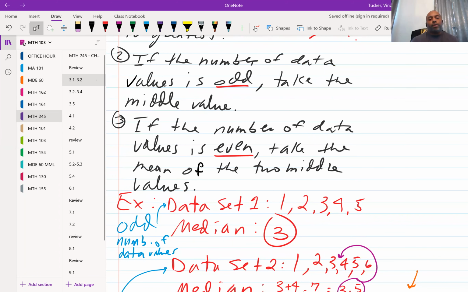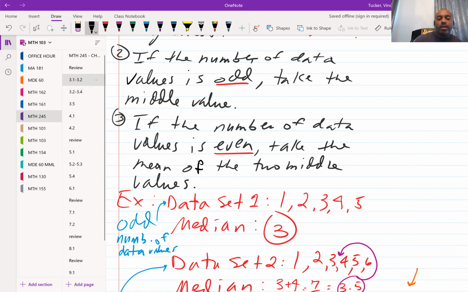All right, so for the first example under the median, if I have the data set of 1, 2, 3, 4, 5, then my median will be the middle value, which is 3. And once again, that's because we have an odd number of data values. If you have an odd number of data values, you can just choose the middle value.